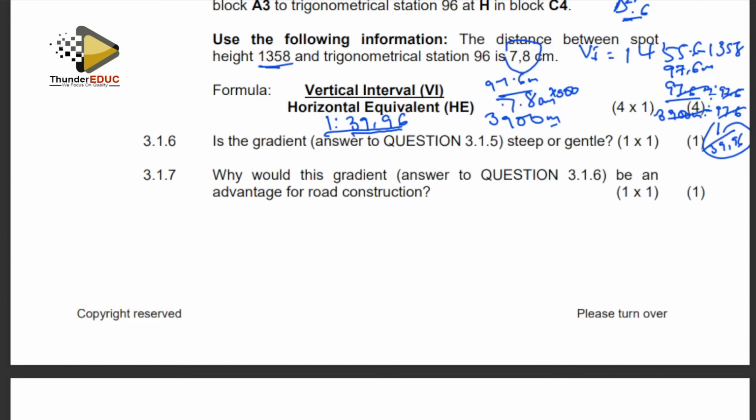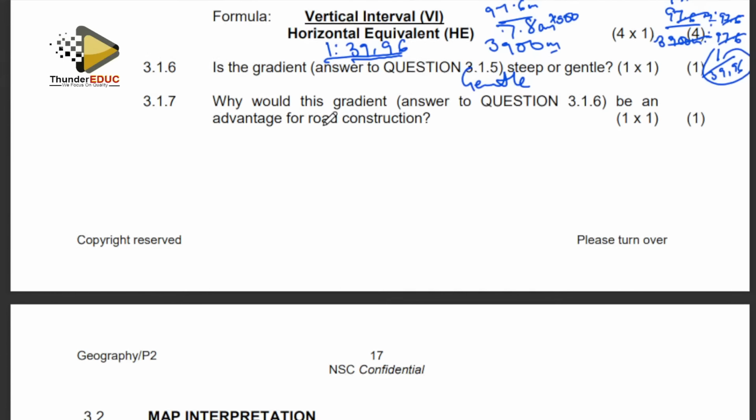we shall say that the area is gentle, unless they say using your answer above. If you're using your answer above, that means you will say it is steep. But based on the map that we are looking at, the other side, where we have calculated, the contour lines are far away from each other, which means it is a gentle gradient.